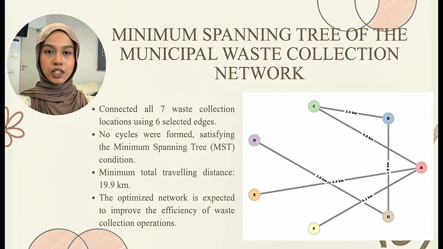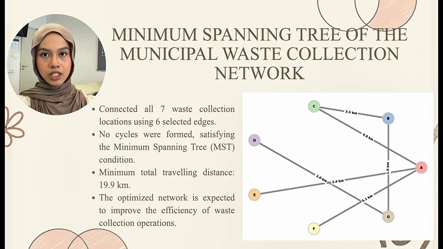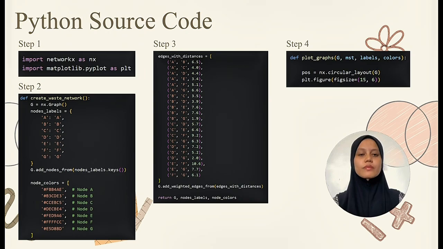This shorter network is expected to reduce fuel consumption and operating costs while maintaining the connectivity among all waste collection locations. Now, we will walk through our Python implementation step by step to show how we model our waste collection network and solve this using software.